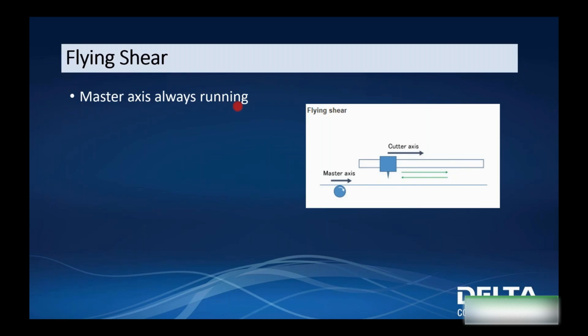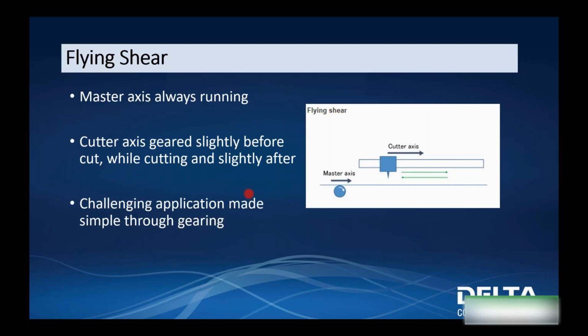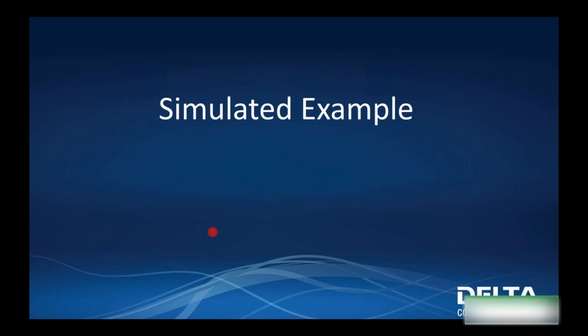So the master axis is always running. The cutter axis is geared slightly before the cut, during the cut, and slightly after, right? So we don't care about this axis being geared when the saw isn't touching, but we want to be geared a little bit before and a little bit after when that saw is cutting, just to make sure that everything is nice and synchronized together. It's a challenging application, and it really is made simple through gearing. The program I'm going to show here is a little bit more involved, but we'll get to see how it's all done. And I've got a nice simulated setup here for this.